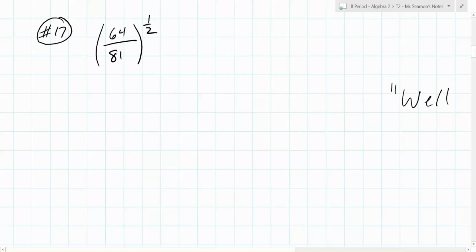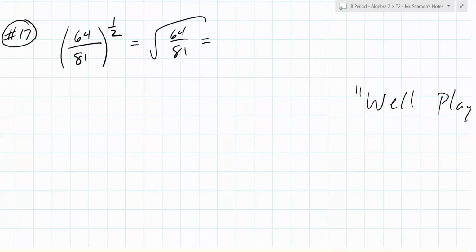The square root. Yeah, so this means the square root of 64 over 81. Now what can you do to make that simpler? Square root of 64 over the square root of 81. What's the square root of 64? 8. What's the square root of 81? Done.